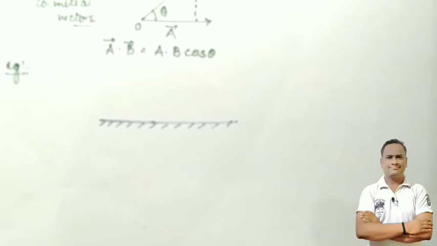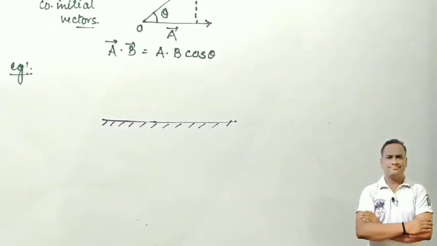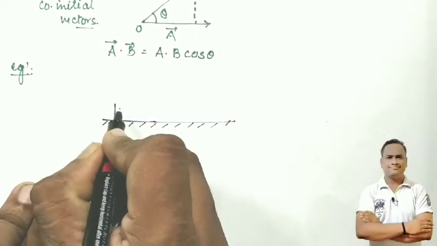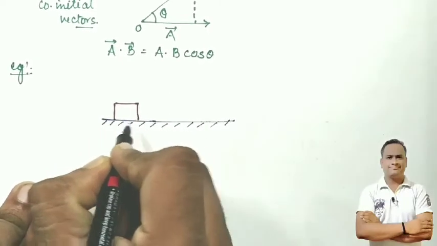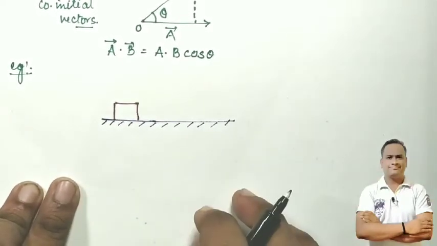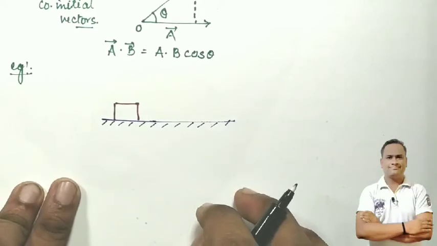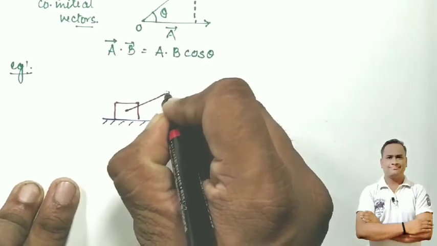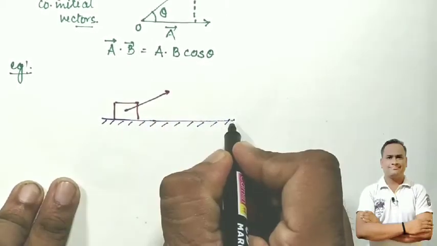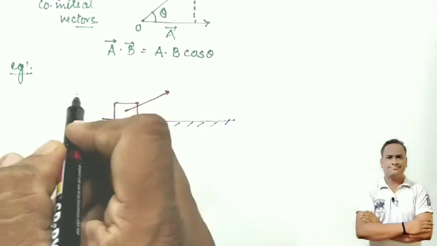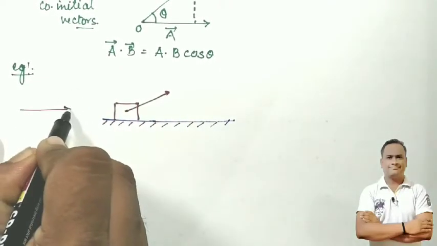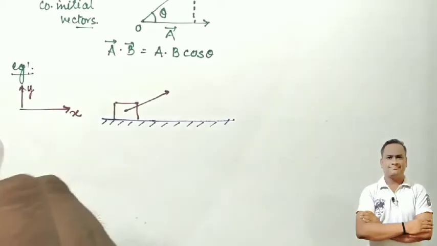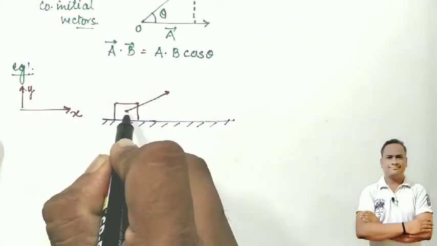What I am saying, let us suppose that this is a plane onto which a block is going to be moved. So this is the block, which is going to be moved in the forward direction. Let us suppose that a force F is applied to the block, making an angle theta with the horizontal. This is the horizontal axis, and as we know, along the x-axis is the horizontal axis and along the y-axis is the vertical axis. Okay, so this is the horizontal axis.